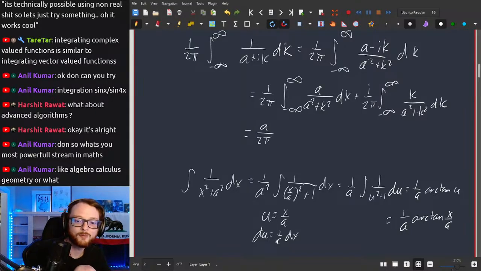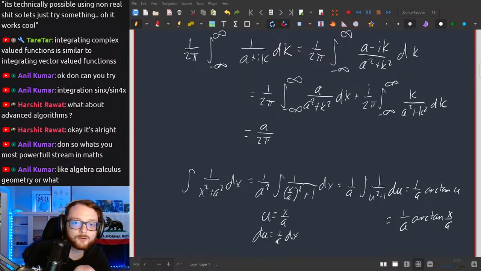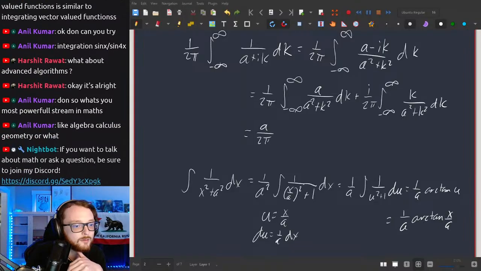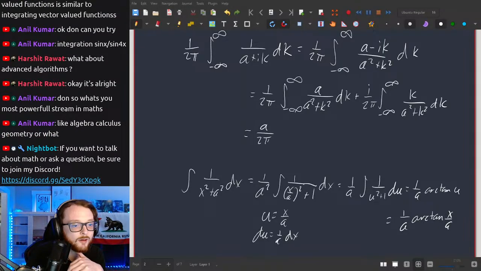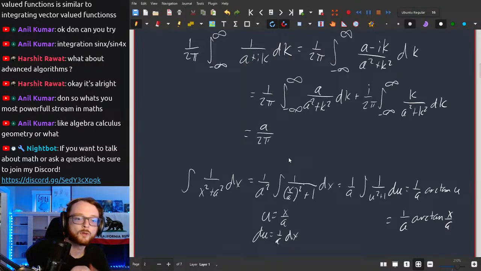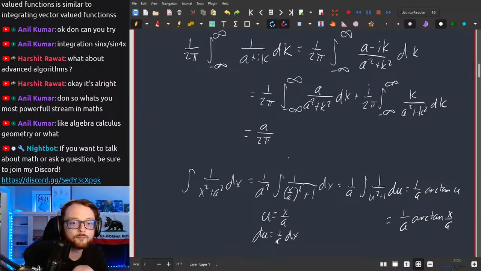That doesn't feel right. I feel like it should be a squared out front. No, it's not. Okay. So that a cancels, becomes a 1.